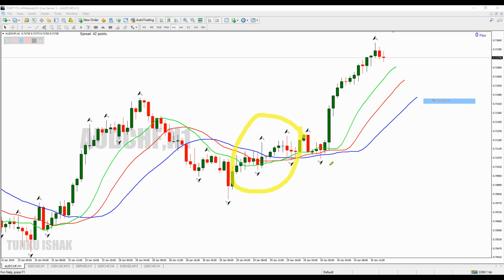This is example number one. Okay, it's crossing one, 2, 3, 2. Is it crossing or not? Still not crossing. Not crossing, not close above. So this entry is not valid.